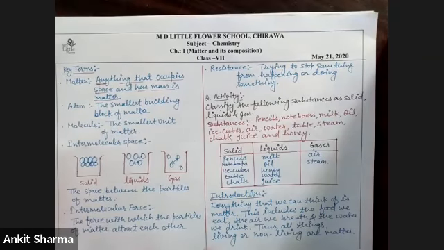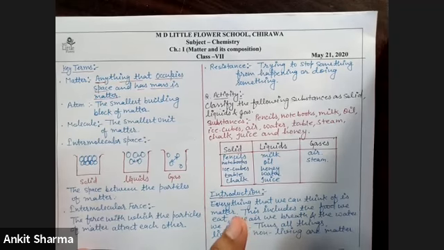Now we start from the introduction of the chapter. Everything that we can think of is matter. This includes the food we eat, the air we breathe, and everything, living and non-living things, including air also. That is matter.